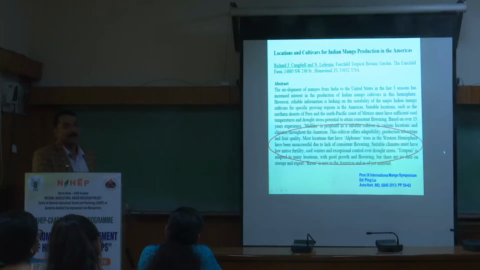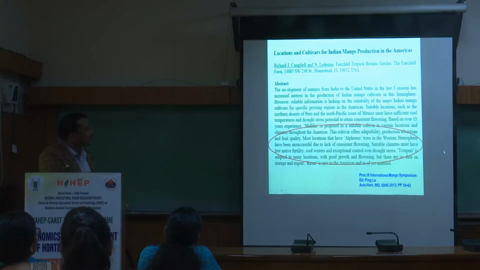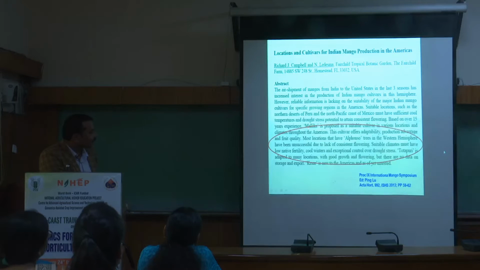And in all lectures in my department, I used to share this slide with my students. Why? Because I'm happy to share. Why am I happy? Because of how our own varieties from IARI are performing across the globe. Just see, this literature is from the USA, not from an Indian person. They have written that Mallika is proposed as a suitable cultivar in various locations and climates throughout the Americas. This cultivar offers adaptability, production advantage, and fruit quality.